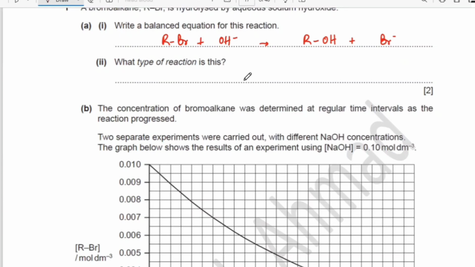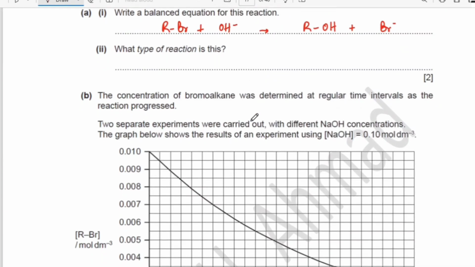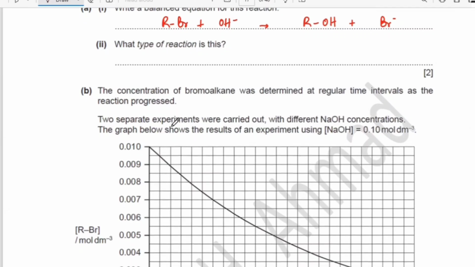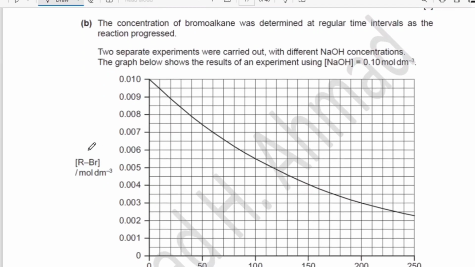What type of reaction is this? This is nucleophilic substitution. Skip to the rate part. The concentration of bromoalkane was determined at regular time intervals as the reaction progressed. So he's following the concentration of bromoalkane.